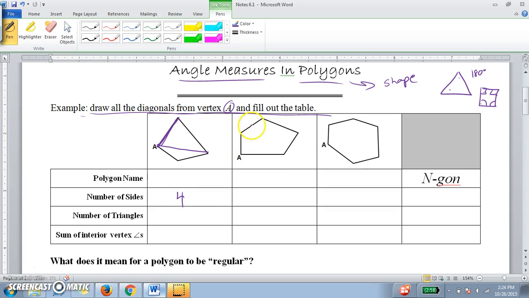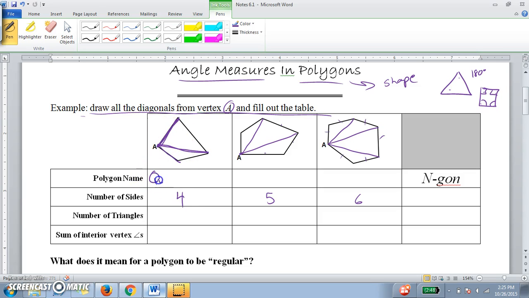This has four sides, 1, 2, 3, 4. This has 5 sides, 1, 2, 3, 4, 5. This has 6 sides. So we can only draw in one diagonal here, because if we go to this corner, like I said, we're just drawing over a line of the shape. If we go to this corner, we're just drawing over a line. Here, if I start at A, I can go to this corner, and I can go to this corner. Here, if I start at A, I can go to this corner, or this corner.